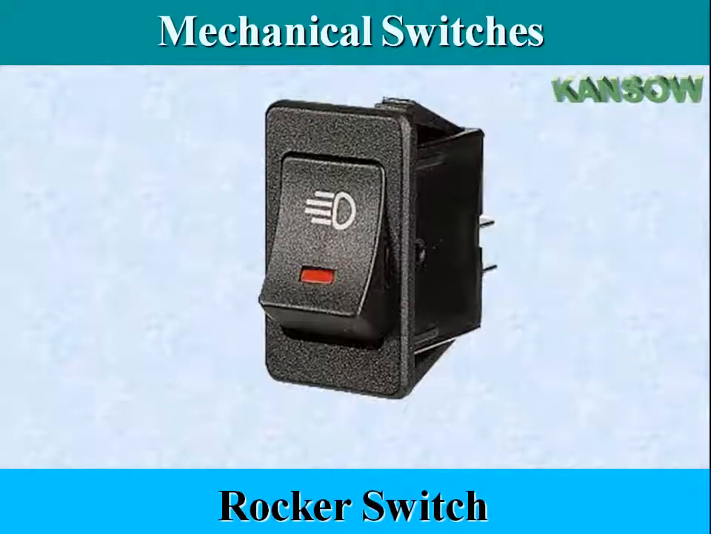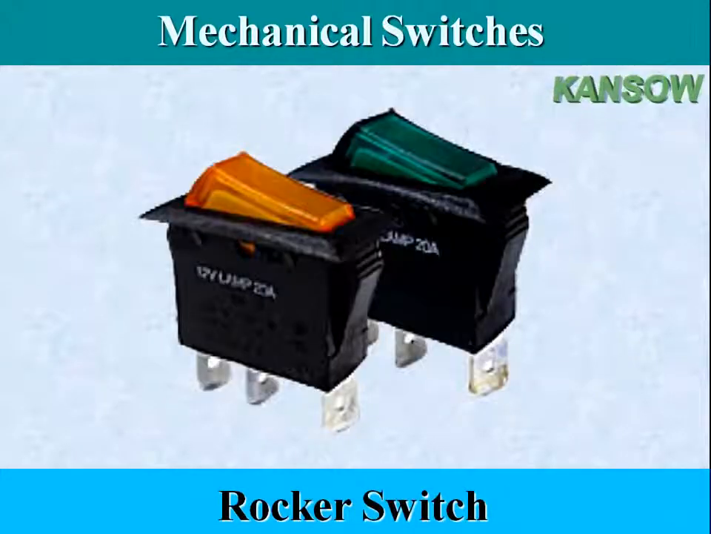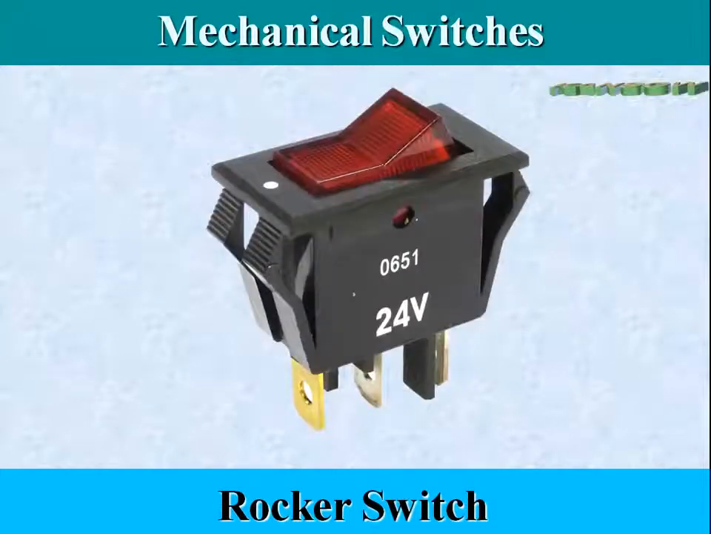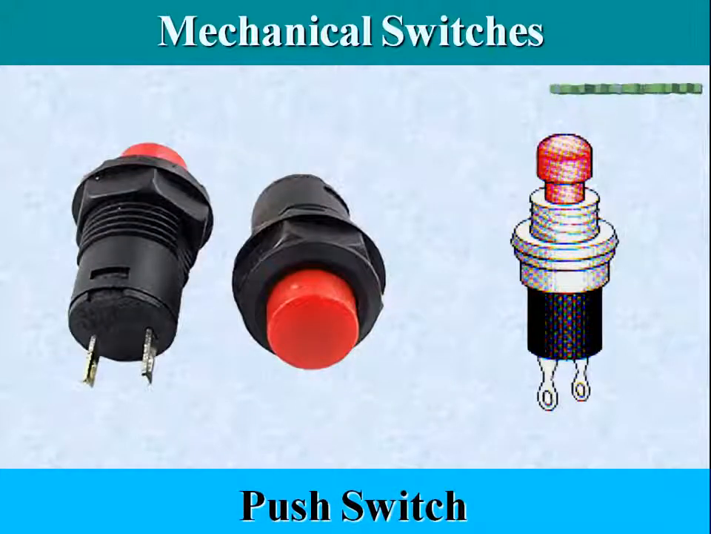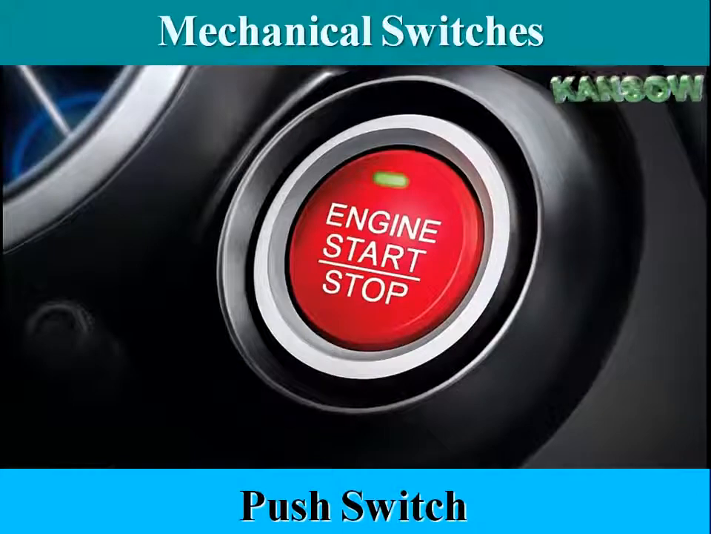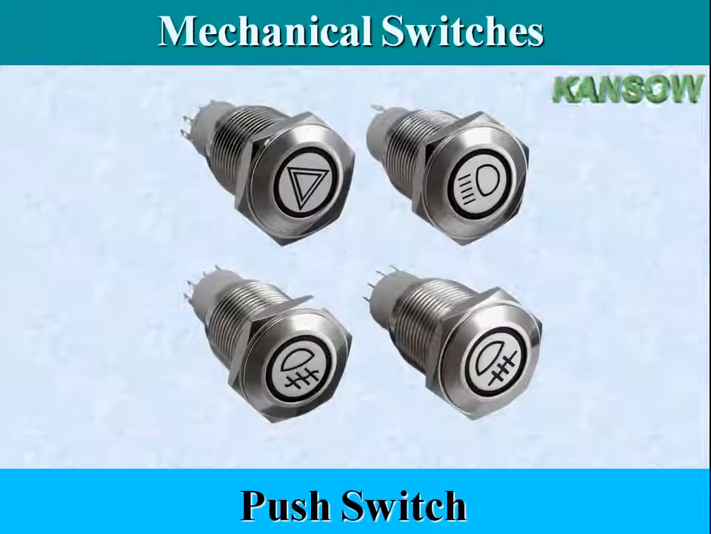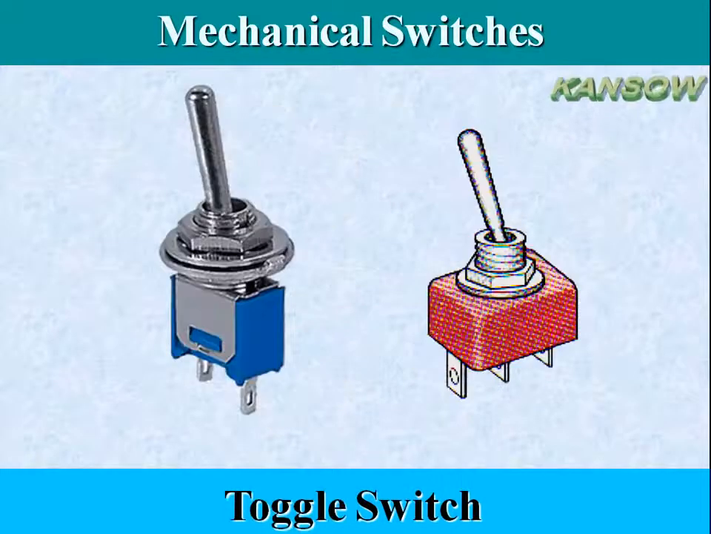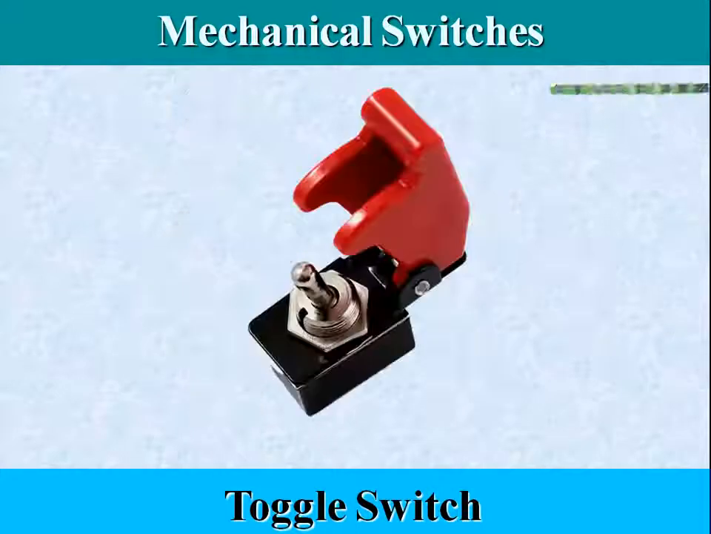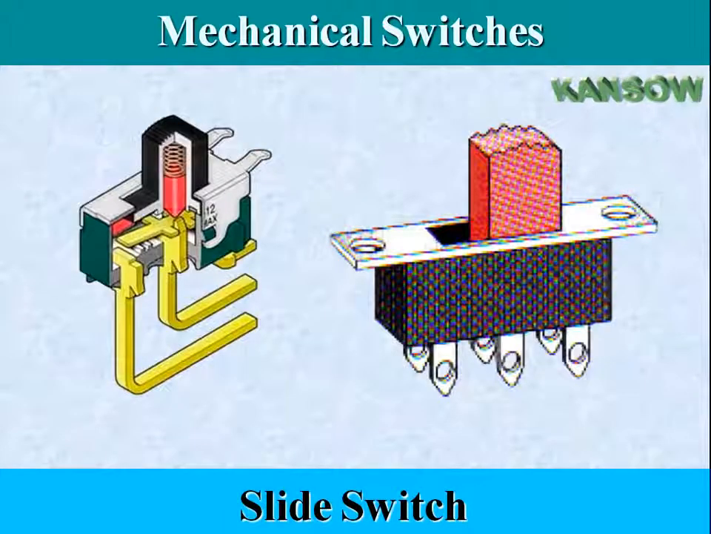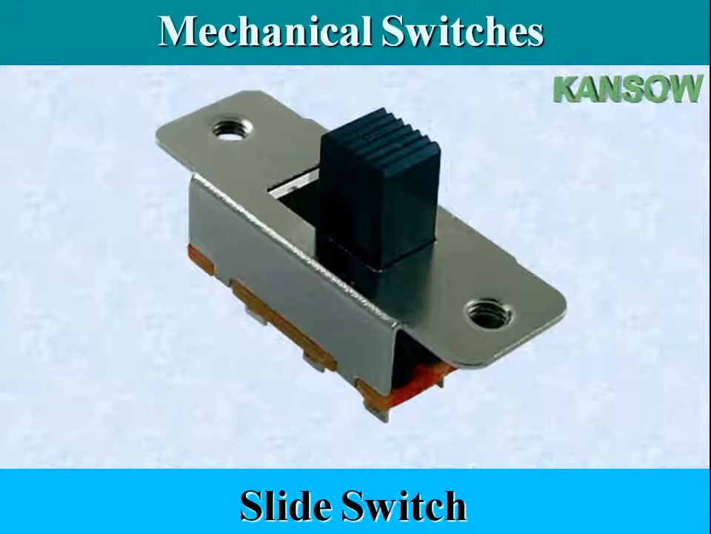A rocker switch is a type of switch that rocks back and forth, an action where one end is raised and the other is depressed. A push switch is a switch you push to activate. In a toggle switch, the toggle handle moves or swings to make or break the circuit. In a slide switch, a slider moves linearly, slides, from position to position.